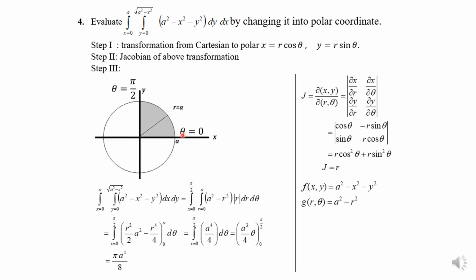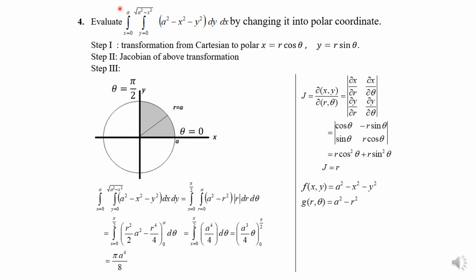Y equal to 0 to this, that is a semicircle, but we are not done. We cannot conclude it is a semicircle. We have to check the limit for x also. So x varies from 0 to a. This is not even a semicircle because x varies from x equals 0 to x equals a, this much. So this is the first quadrant. It's a quarter of a circle. This is the area we have to cover to integrate.